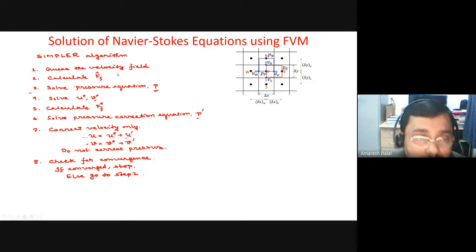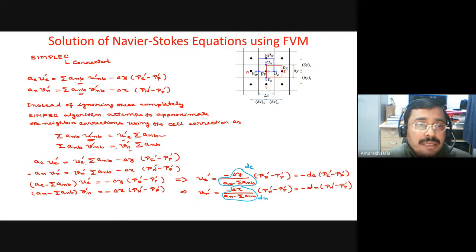So in the SIMPLER algorithm, you can see that first we guess the velocity field, then calculate the FF hat, then we solve the pressure equation. Once you know the pressure from the pressure equation, that is the guess value, and you solve the provisional velocities, calculate the provisional mass flux, then solve the pressure correction equation for P prime. Once you know P prime, you can calculate the velocity correction, and you find the velocities. But here do not correct the pressure, because we have already solved the pressure, and check for the convergence, then repeat.